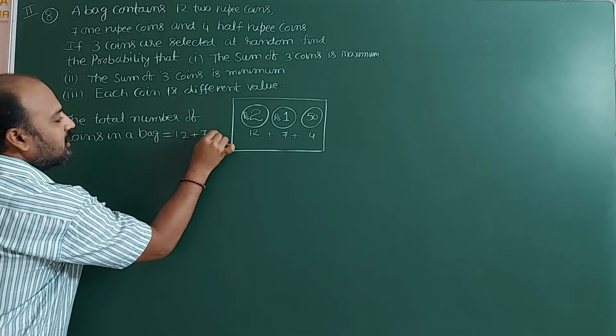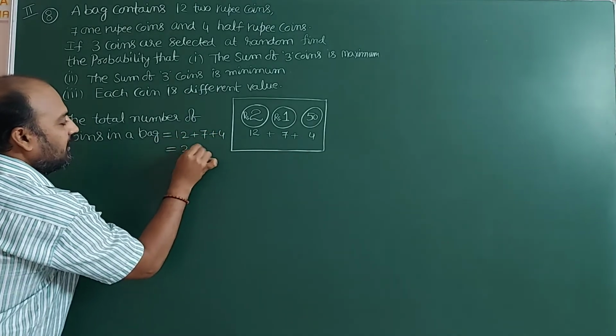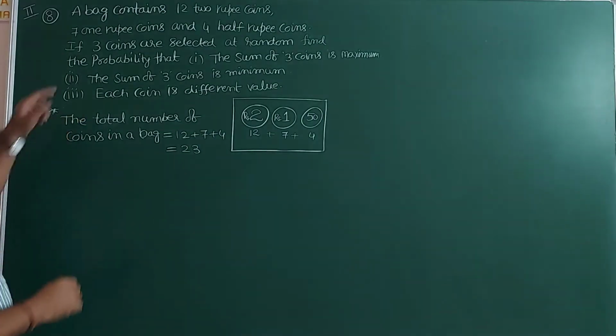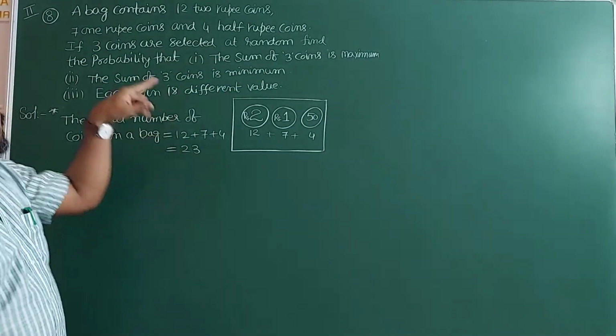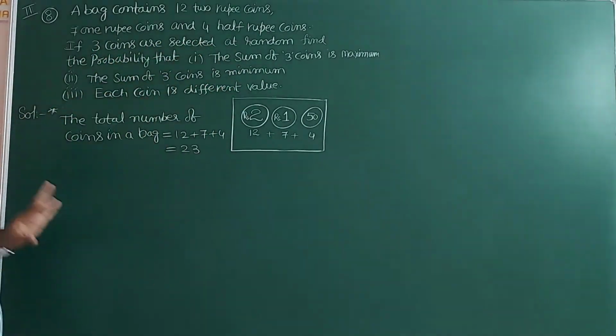12 plus 7 plus 4, which is equal to 23. So how many coins do we have to select? 3 coins are selected at random.